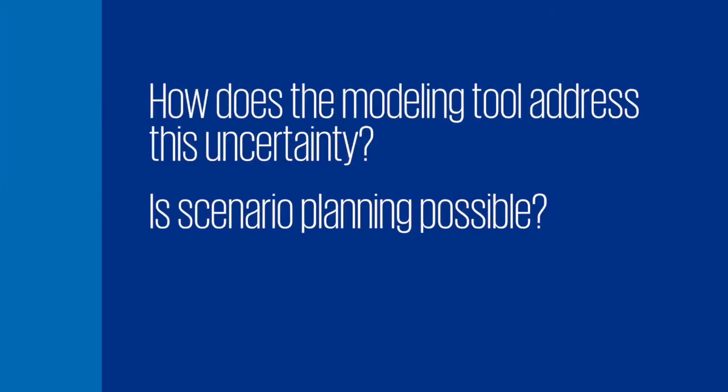Anyone tuned into tax reform discussions over the past several months knows that some aspects of the blueprint are controversial and that the legislative process is very dynamic. As a result, what proposals ultimately may make it into tax reform is uncertain. How does the modeling tool address this uncertainty? Is scenario planning possible? The tool has a toggle feature that has proven to be popular, especially given the continued uncertainty over the contours of tax reform.